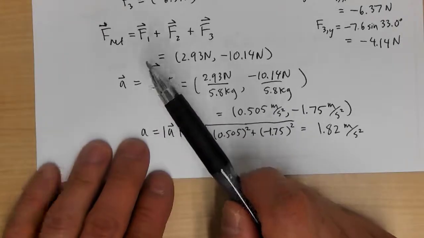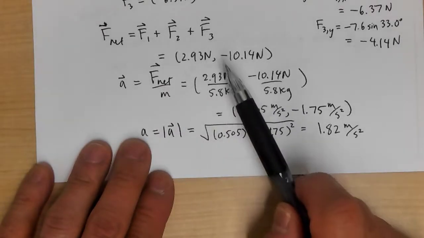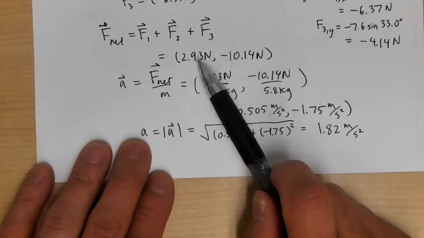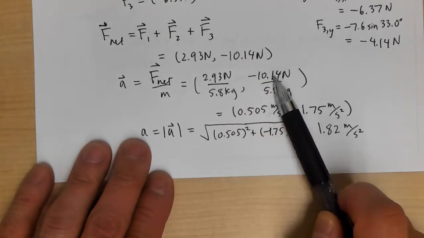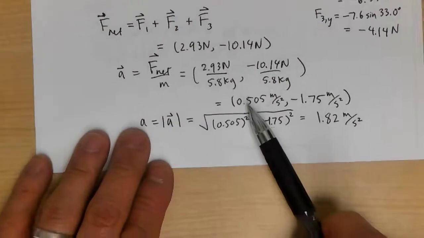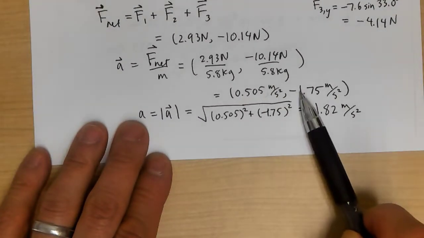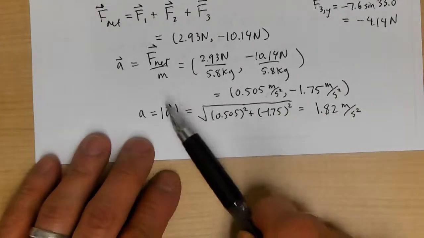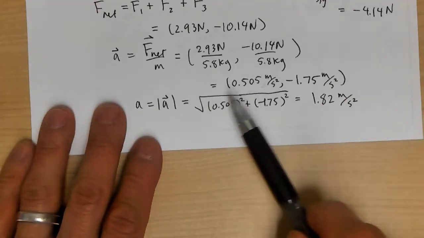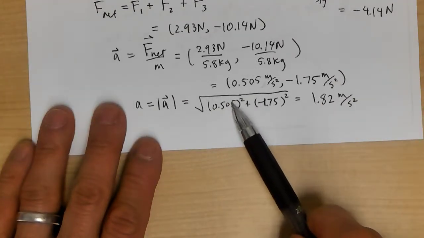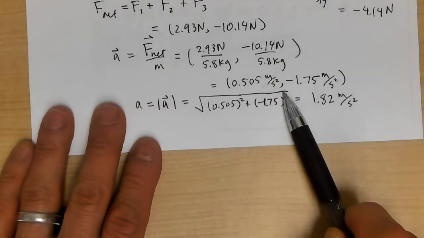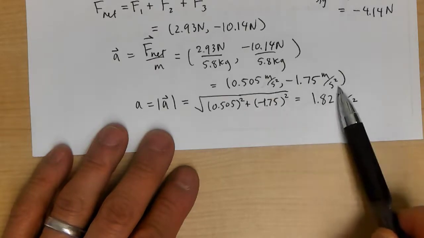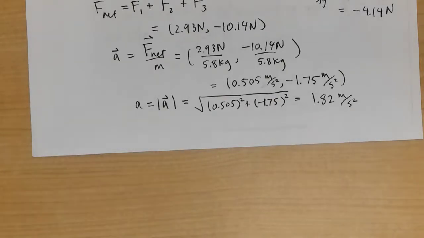Now the acceleration is the net force divided by the mass. So we take components, we divide by m for each component, 2.93 divided by 5.8, negative 10.14 divided by 5.8. This comes out to 0.505 and negative 1.75. To get the magnitude of a, we take the square root of the sum of the squares. We get 0.505 squared plus negative 1.75 squared. Take the square root. That gives the magnitude of the acceleration vector, 1.82 meters per second squared.